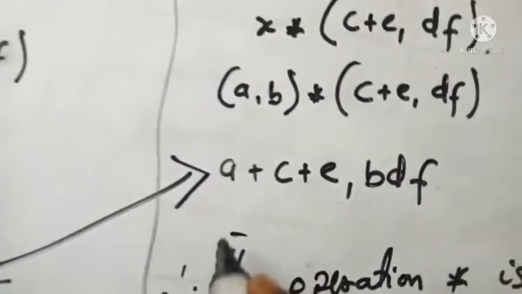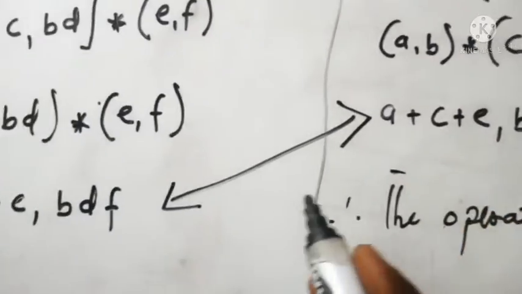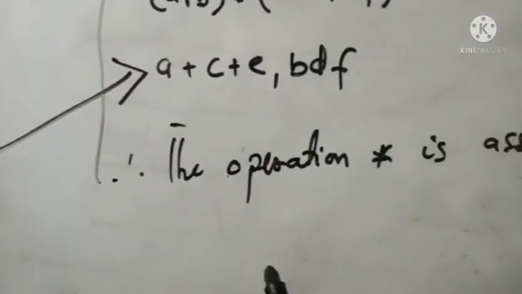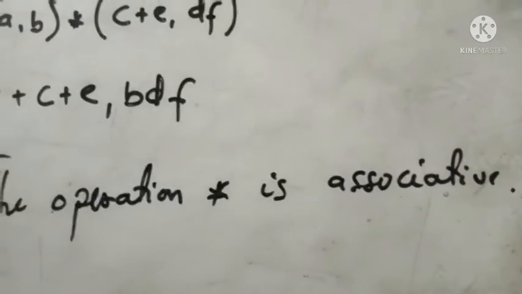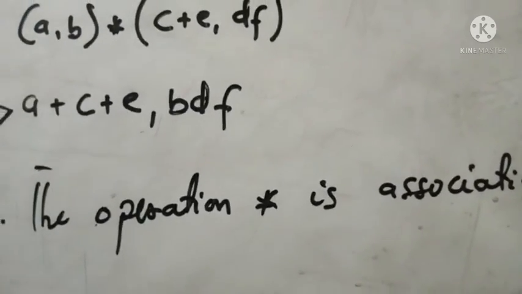Right? So you can see that the two are the same, right? You can see that these two guys are the same. Therefore, we say that the operation is associative. So that is how simple you solve this type of problem.